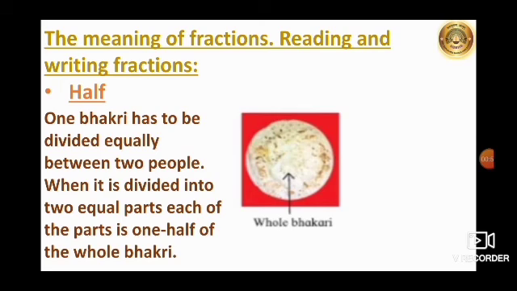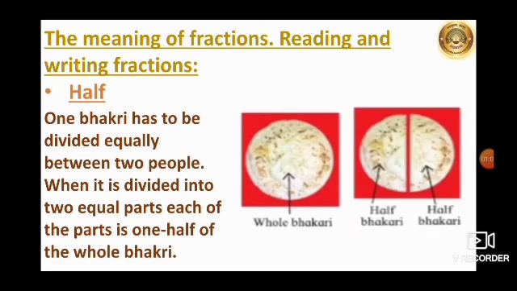Now here only one bhakri is there and two people are there. So how we will distribute the one bhakri between the two people? We will divide it into two equal parts, and in this manner we will divide the one bhakri into half of parts, and the one half of the whole bhakri will be given to each person. So two equal parts will be there, and one person will be getting half bhakri.